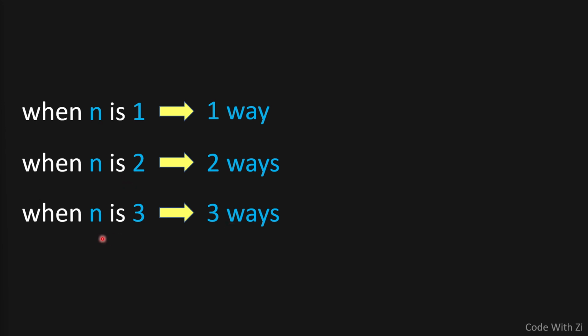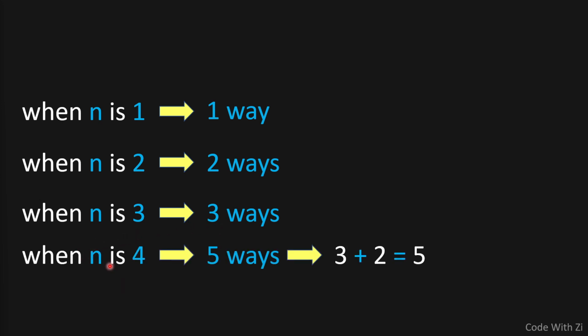For example, now we know when n is 3, there are 3 ways, right? So what about when n is 4? Well, when n is 4, we have 5 ways. Why? Well, currently we're calculating when n is 4. Let's see what we had when n was 3. When n was 3, we had 3 ways, like so. And when n was 2, we had 2 ways. So 3 plus 2 gives us 5. And that's why when n is 4, there are 5 ways.